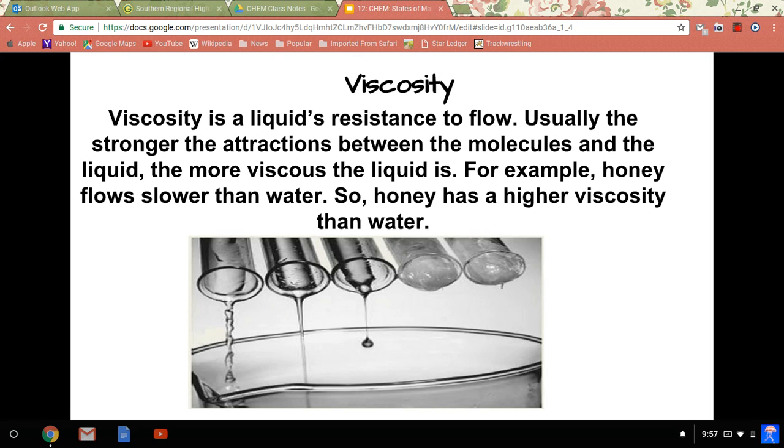So different liquids have different attractive forces between them. It's not all the same. Everything doesn't flow as easily as water. Think shampoo, conditioner versus water versus soda. All that stuff has different viscosities, even though they're all technically classified as liquids. Something like honey that flows slower than water, we would say that honey has a higher viscosity, or it's more viscous than water.